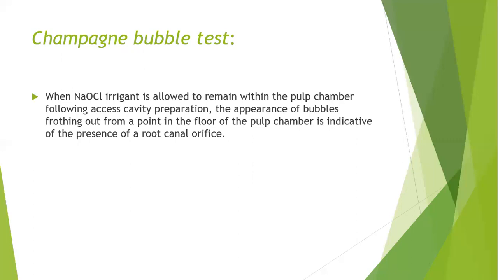That is, the sodium hypochlorite irrigant is allowed to remain within the pulp chamber following access cavity preparation. The appearance of bubbles frothing out from a point in the floor of the pulp chamber is indicative of the presence of a root canal orifice. That is, if we doubt an extra root canal orifice after access cavity preparation, the sodium hypochlorite irrigant is allowed to remain within the access cavity.